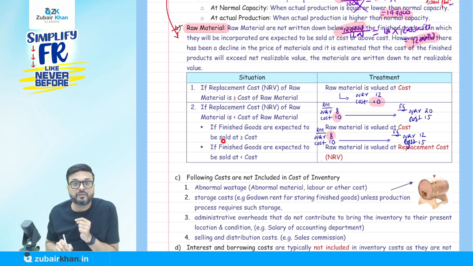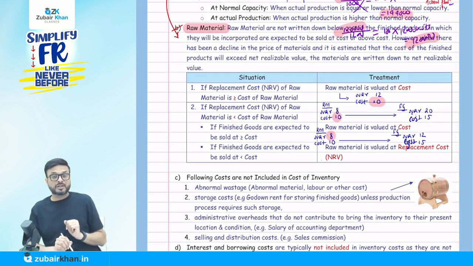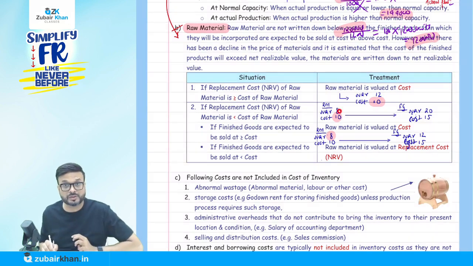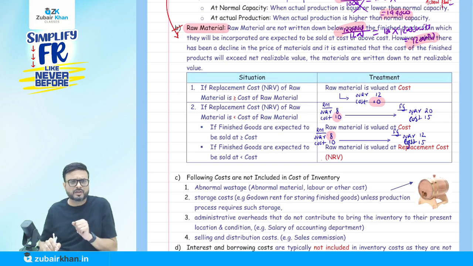Correct. Then, if finished goods are expected to be sold at or more than the cost. So the finished good is expected to be sold at more than the cost, because the cost is 15. In that case, we have to do the valuation of raw material at the cost. Let me tell you the logic. You say, why sir, here the NRV is lower than the cost, still you are doing the valuation at cost?